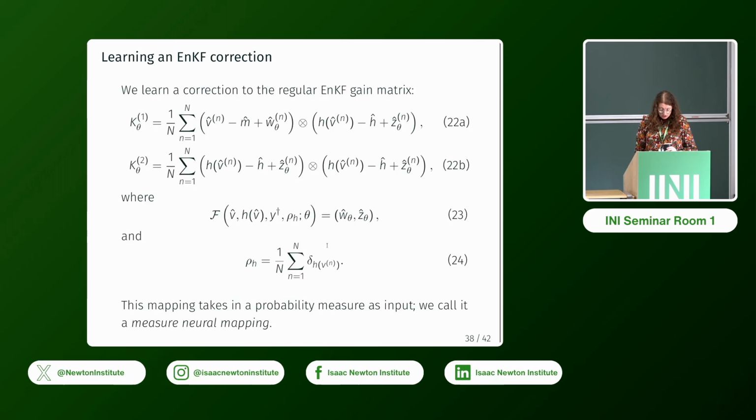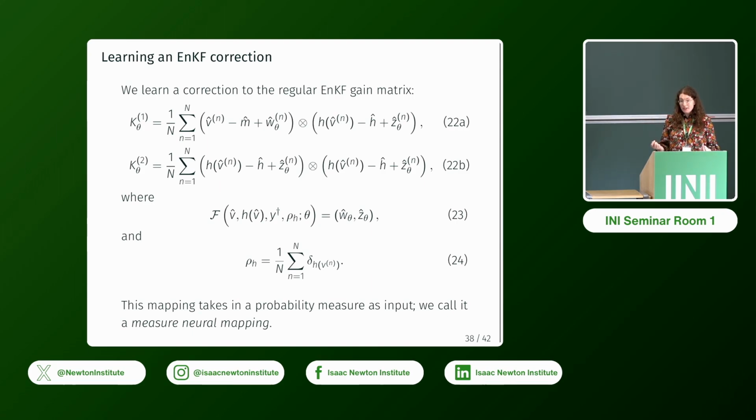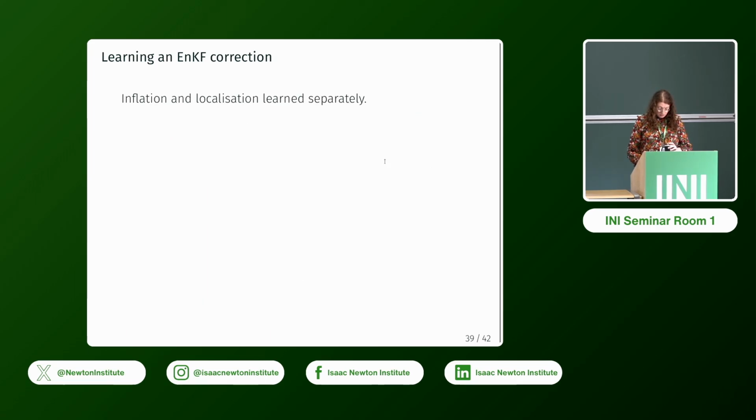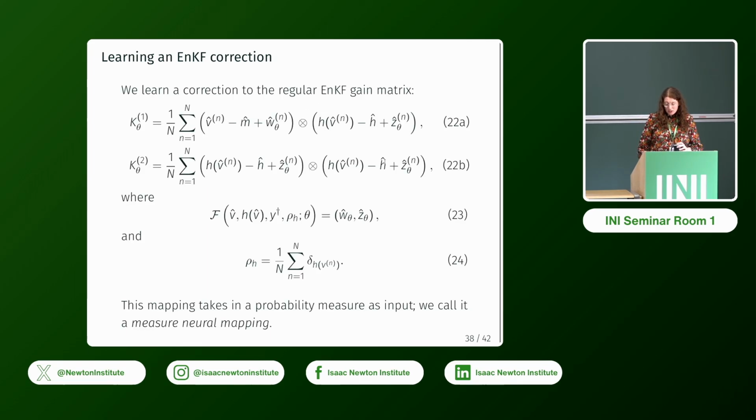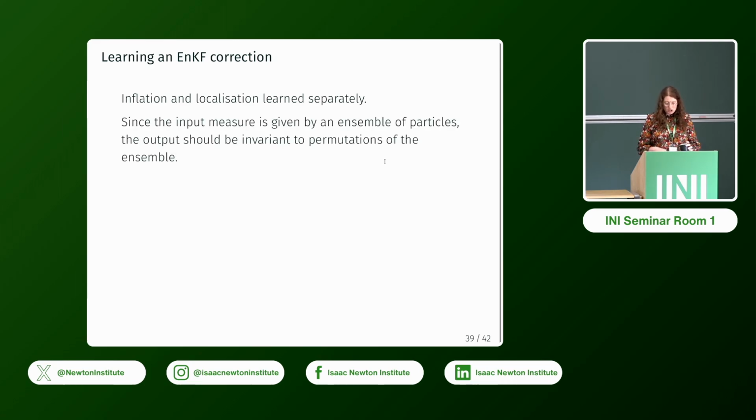But this then allows us, so this takes in an empirical measure and produces these correction terms. But more generally, we might want to learn a mapping actually between two probability measures. So this is a kind of neural operator on the space of probability measures. Okay, so we learn that, and then we also learn inflation and localization separately.